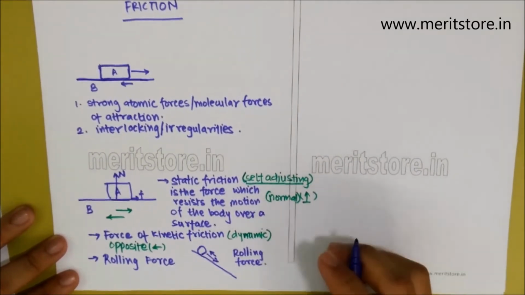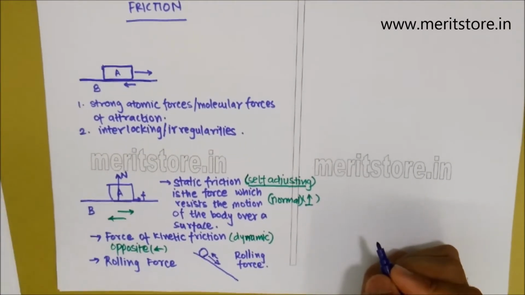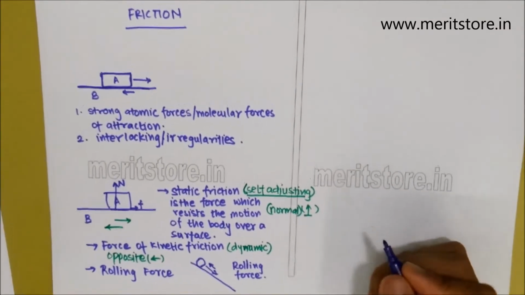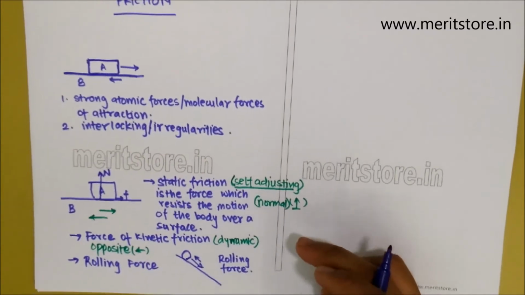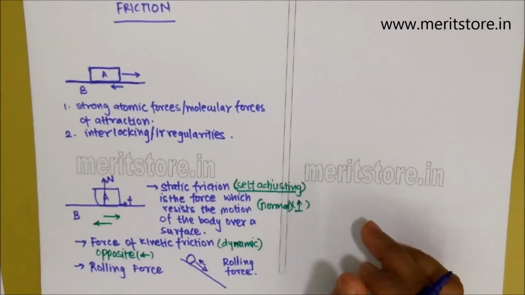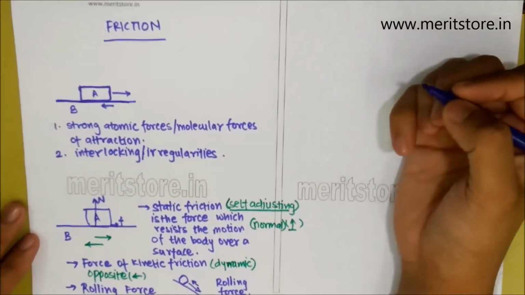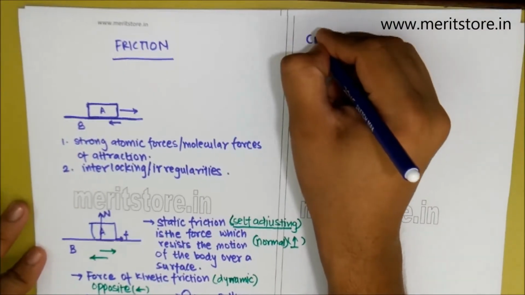So how do these forces actually affect us in daily life? For example, it is difficult to walk on sand because of these forces. We slip on a rainy day because of these forces. So these are all examples of how these forces actually affect us in daily life. So now we come to the topic coefficient of static friction.